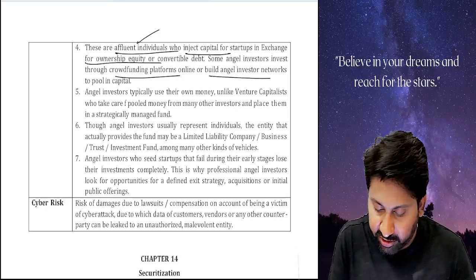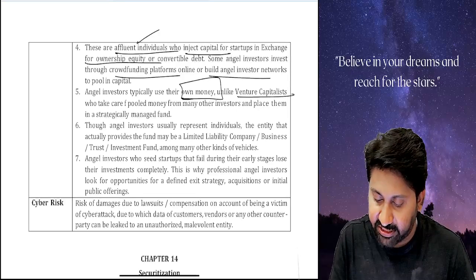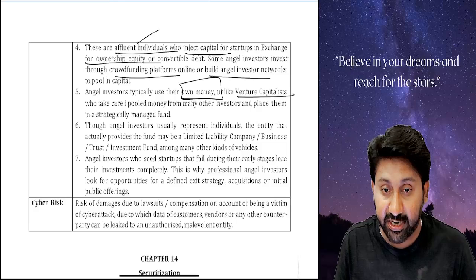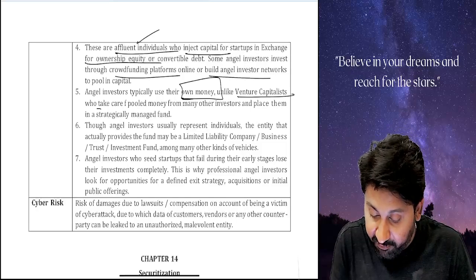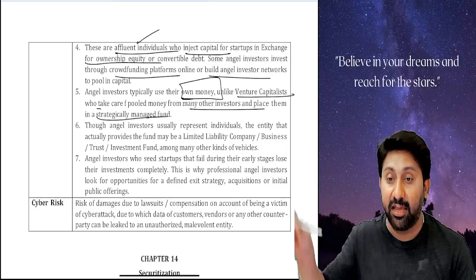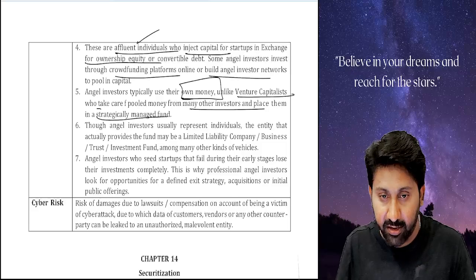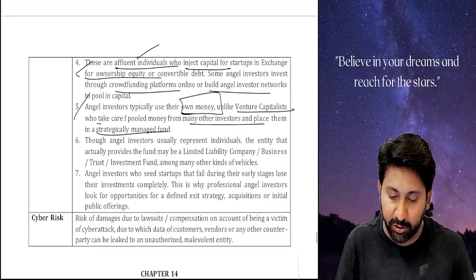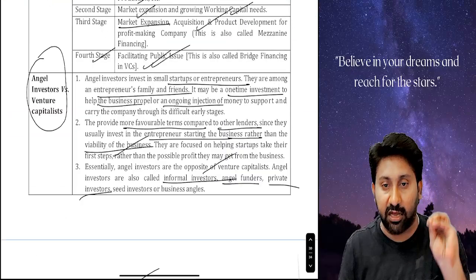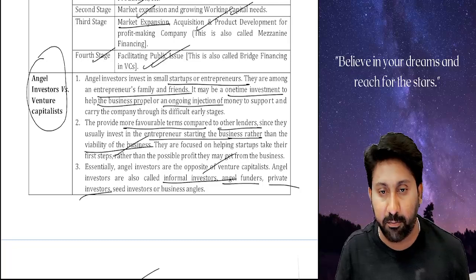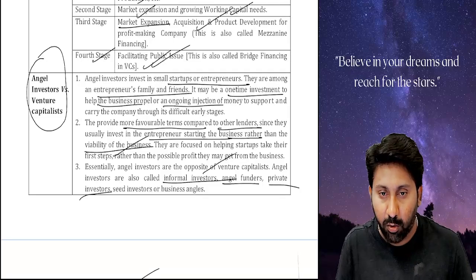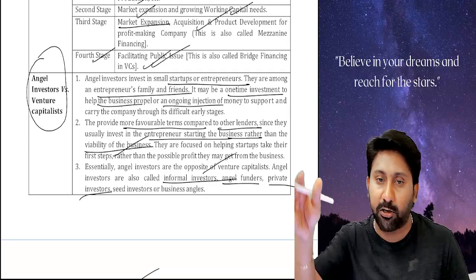Next, angel investors typically use their own money, unlike venture capitalists, because I told you, venture capitalists take the money from other investors and place it in the particular startups. That's all. These are some important points you need to understand. Angel investors invest in the small startups and entrepreneurs. Family and friends will be there. One-time investment they will make, or ongoing projects also they will invest.